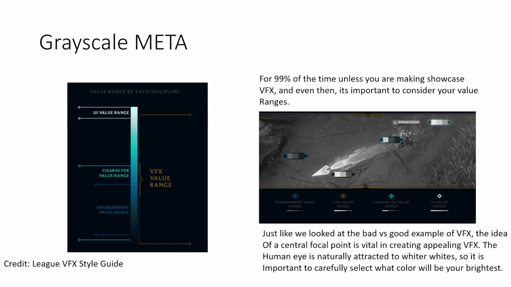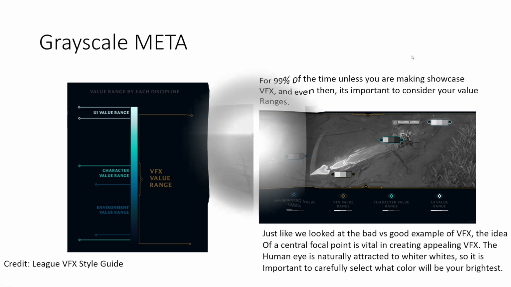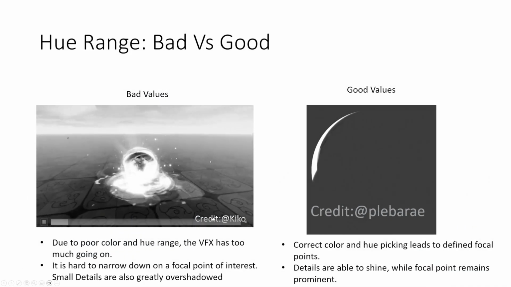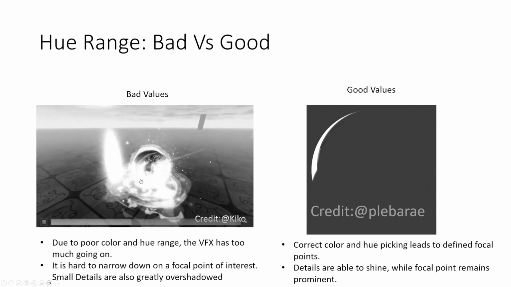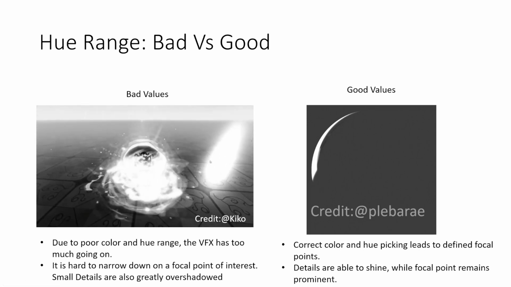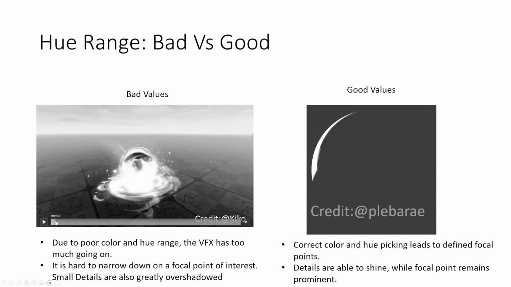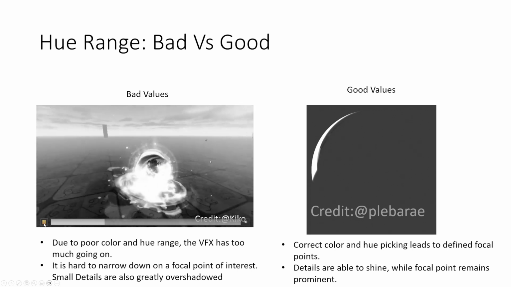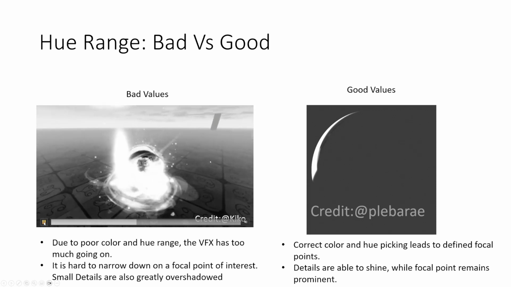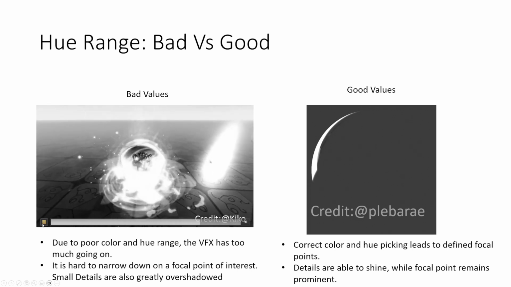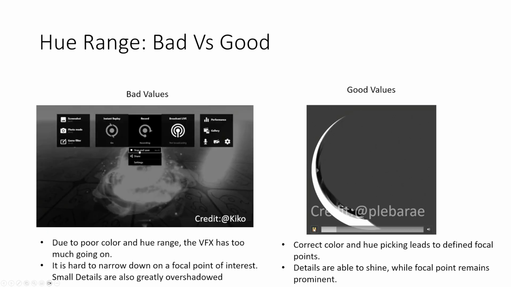Here's a great example of bad versus good. On the left from Kiko, you can see that it's basically just slop due to poor color and hue range on the effect, and it is just a mess of bright tones, making it super confusing what's going on. Any small details are overshadowed, and you can't focus on a certain aspect. Now take a look at an effect I made on the right. The color tones are clearly defined, leading your eyes to focus on the small white part of the slash, while the darker parts are less emphasized, making the overall clarity good for the player.